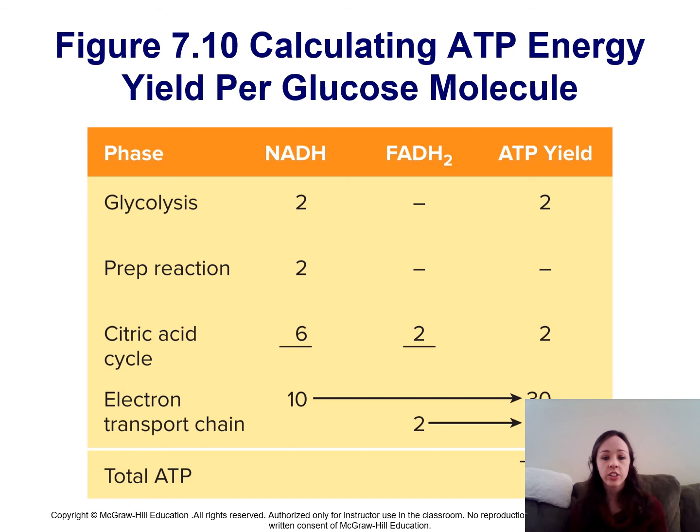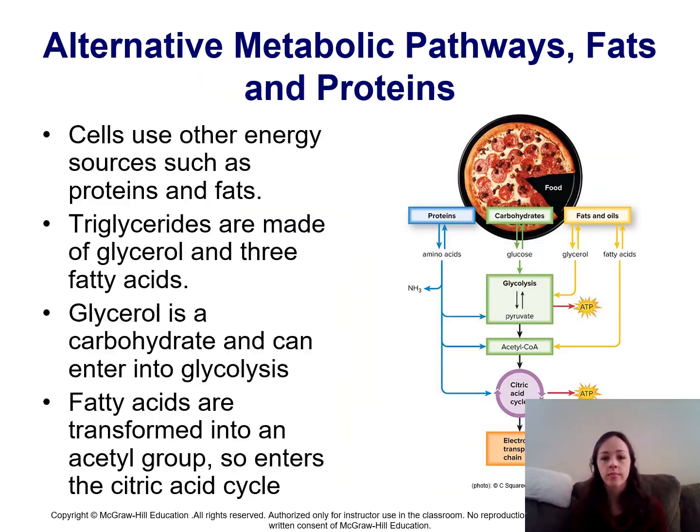So NADH can produce 3 ATP. Since there are 10 NADH, they will produce a total of 30 ATP. FADH2 produces 2 ATP, and since there are 2 FADH2s, we can produce 4 ATP from that. So this will give us a minimum of 34 ATP that we can produce from cellular respiration.